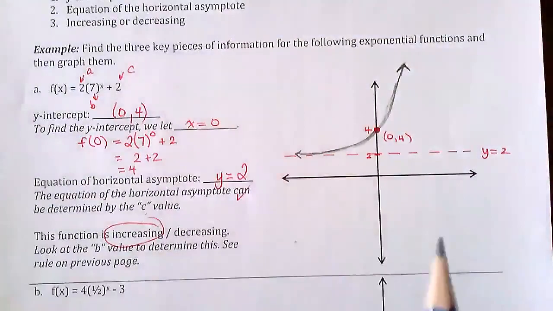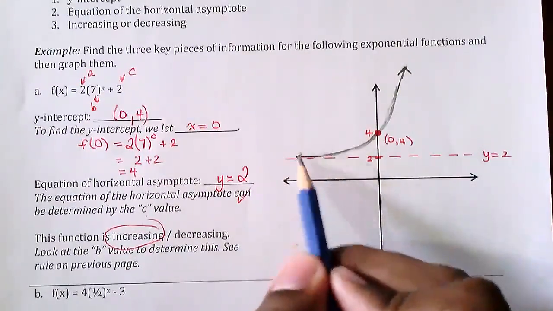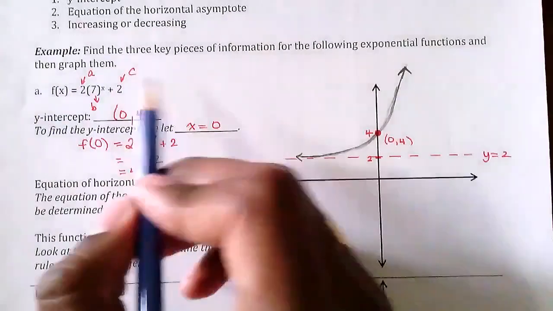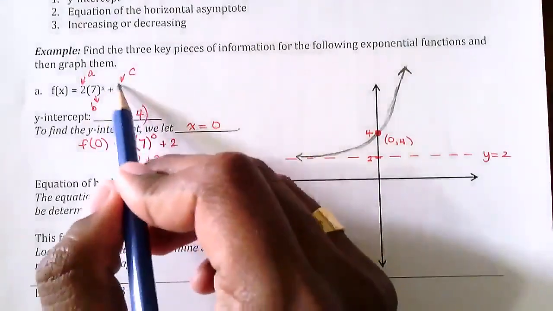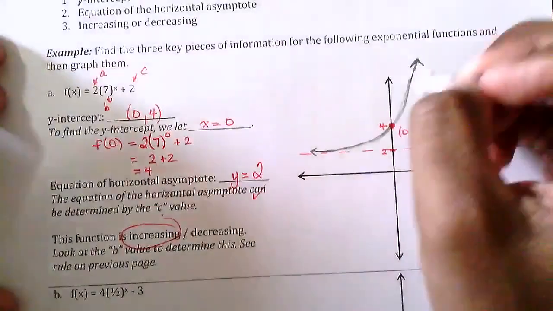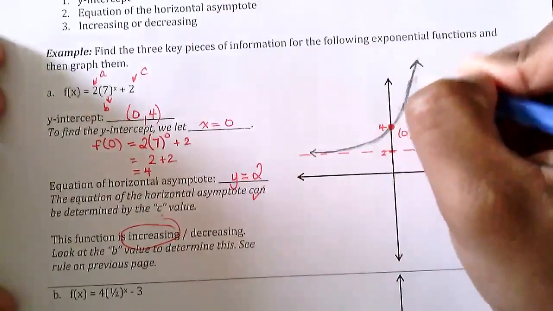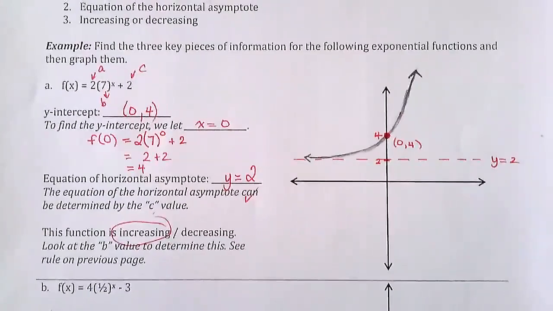Our horizontal asymptote here is 2, which means as I input negative x values, the y value gets closer and closer to 2. So the y values on one side of the exponential function will always get closer and closer to the c value, the horizontal asymptote, whereas on the other side, we'll see the exponential increase or decrease, depending on the b value.